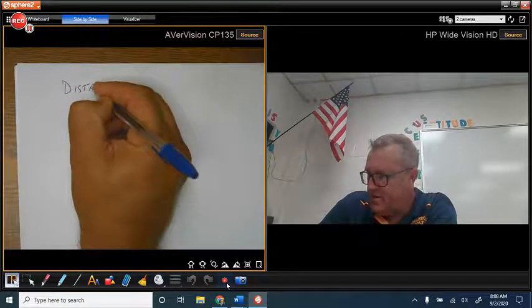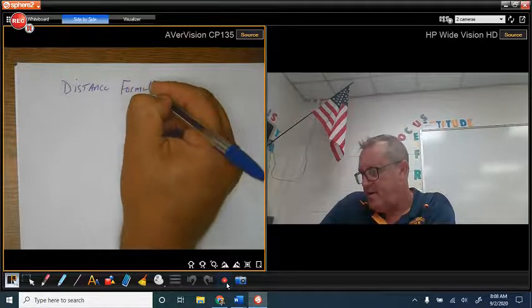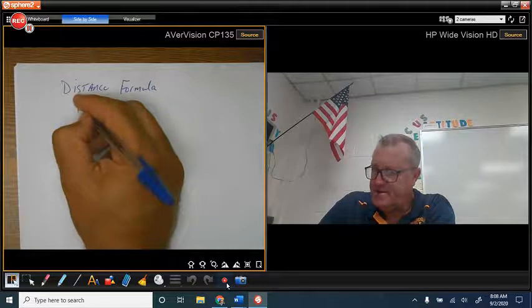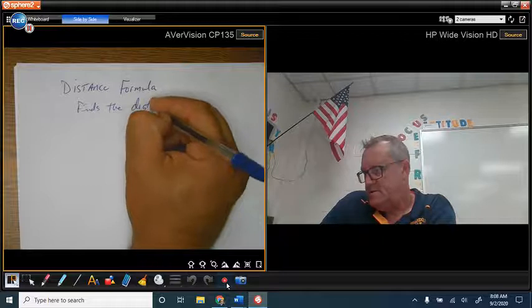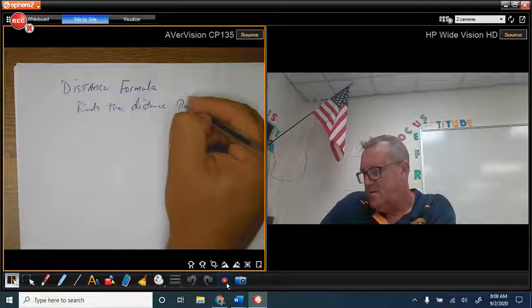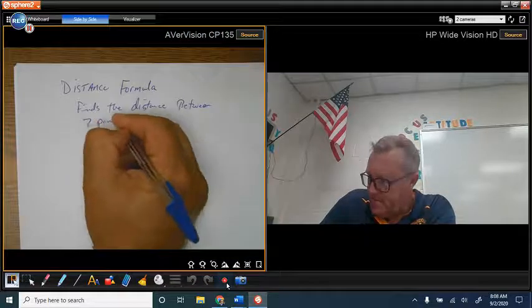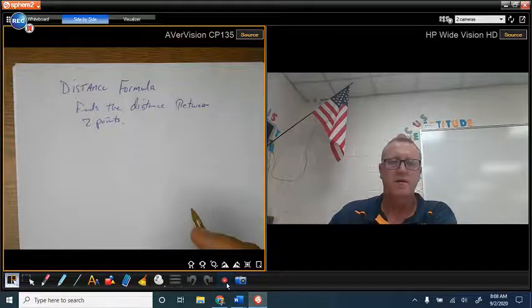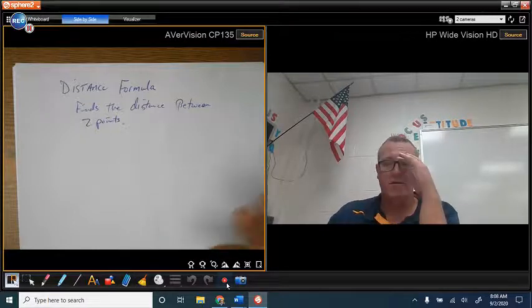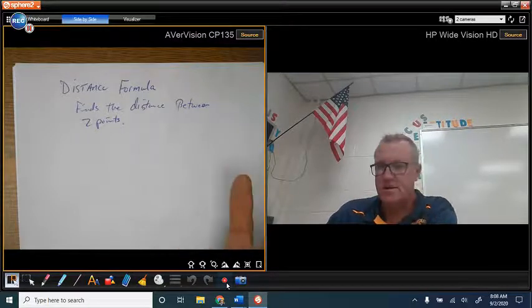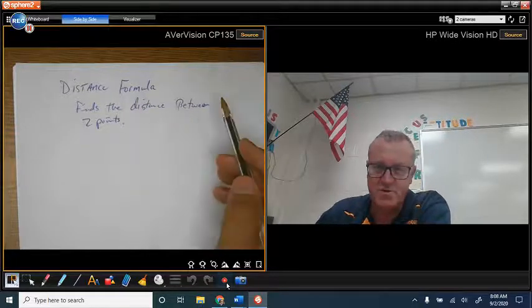Now, the distance formula, you may remember from algebra or from whenever you talked about it, but it finds the distance between 2 points. Okay, it finds the distance between 2 points. Now, in geometry, we graph all the time, but this is going to be used throughout the entire school year. So we're finding the distance between 2 points.